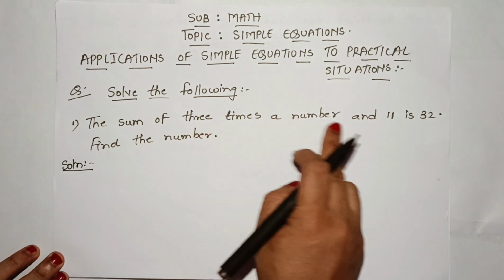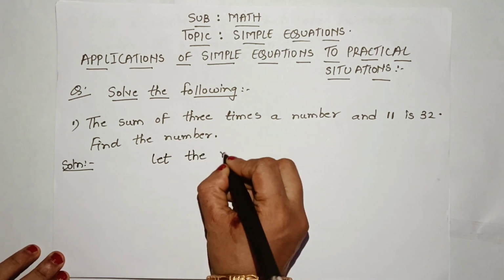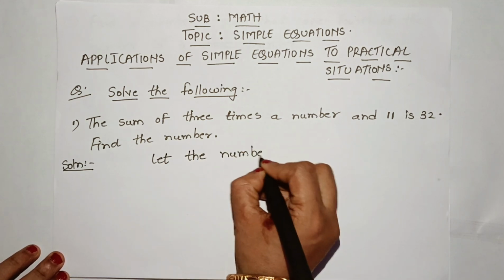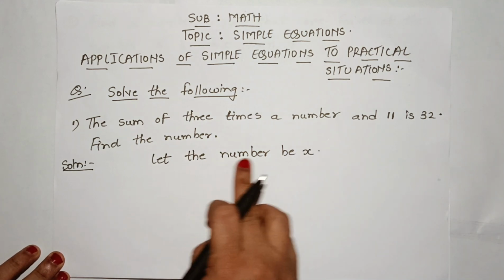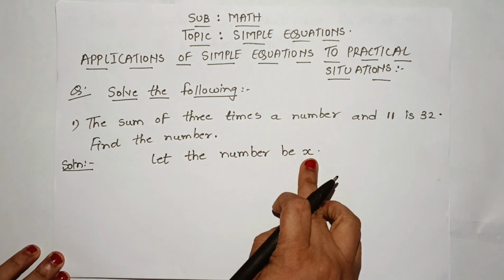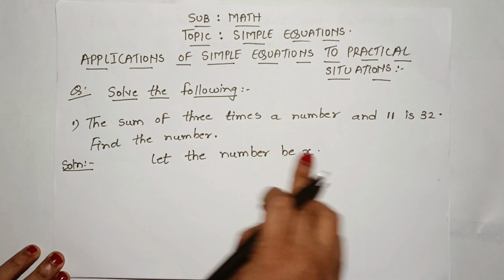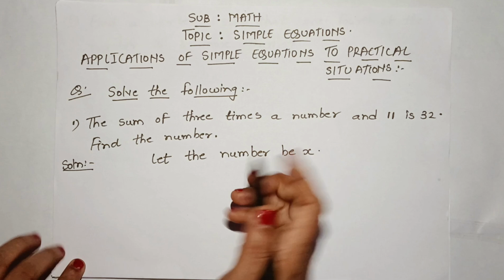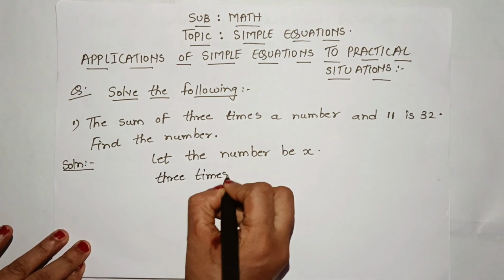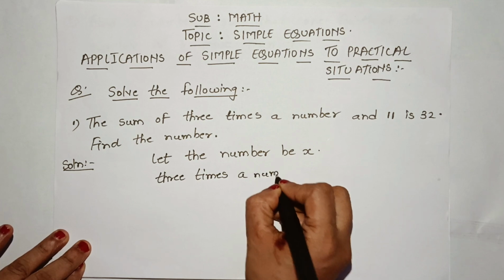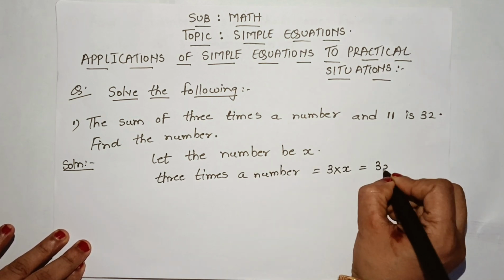The sum of 3 times a number. So let the number be x. Okay, now if you want, you can write, let the unknown number be x. In place of x you can write y, m, n, a, any variable. Okay, the sum of 3 times a number. So 3 times a number. So 3 times means what? 3 into x, which is 3x.